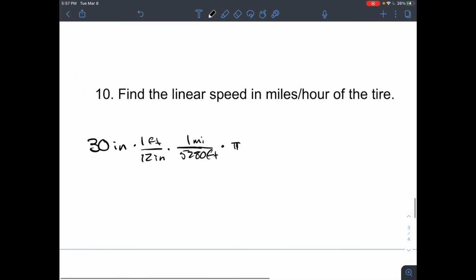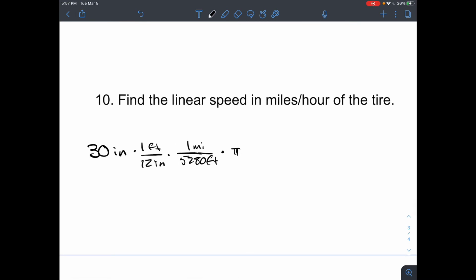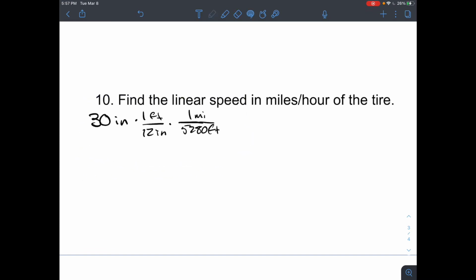So this is the diameter. I think doing it the other way is going to make a little bit more sense now that I am putting things together. Okay, let's do it the other way. Let's not do it all in one. So we're going to get some number, and this is going to be in miles.